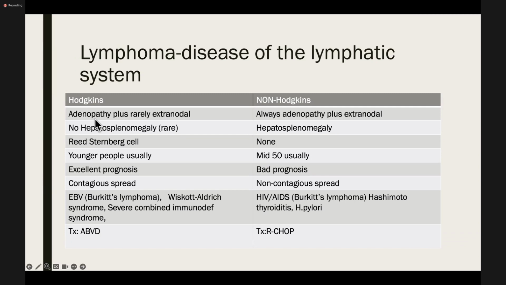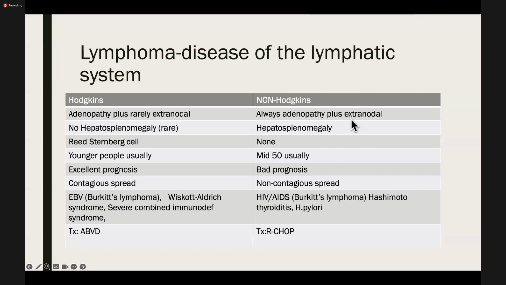So three things to remember here with Hodgkin. Basically, you don't have extranodal involvement with Hodgkin. That's number one. You're going to see Reed-Sternberg. That's number two. It's contiguous. That's number three. Number four is the treatment. There's the chemotherapy treatment drugs called ABVD. Okay, that's how you treat this.